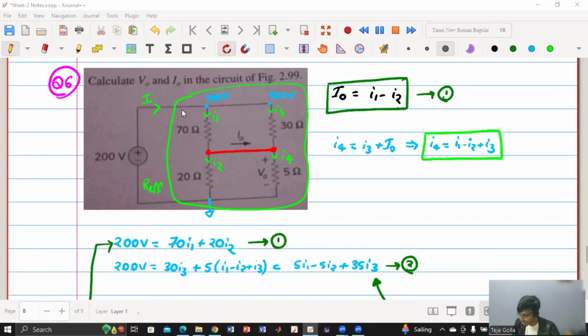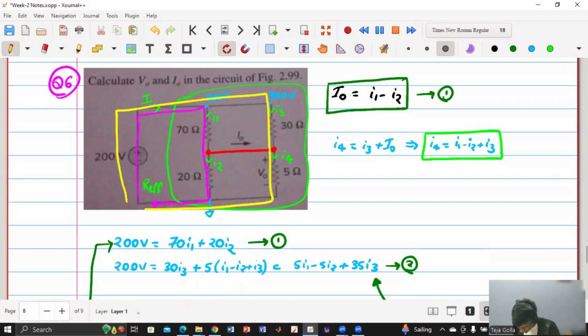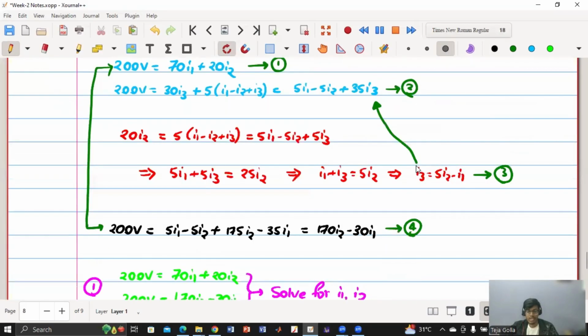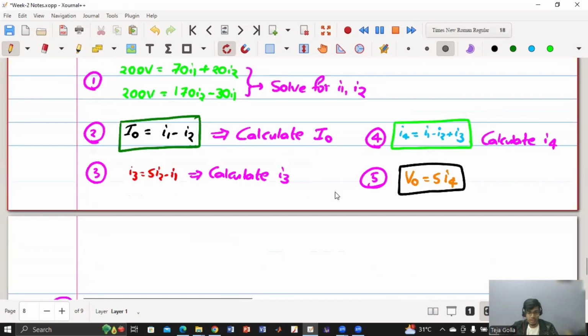So let me draw. So I have applied KVL first in this loop, and then I have applied KVL in the outside loop. Okay. Then I have applied KVL in this loop. So basically I am applying KCL or KVL, but I am seeing where I can apply KCL, where I can apply KVL so that I can get more relations. And then I am just manipulating the equations.